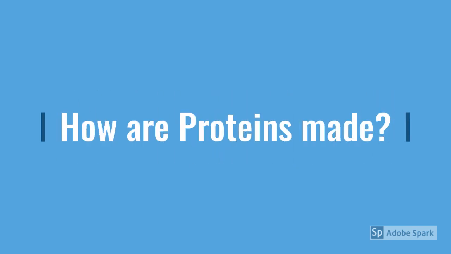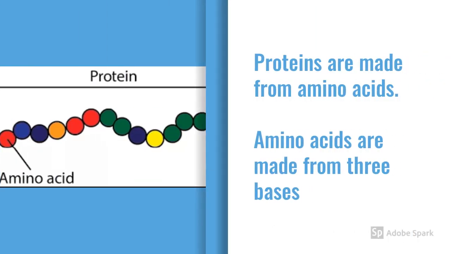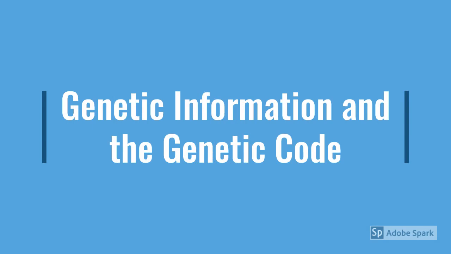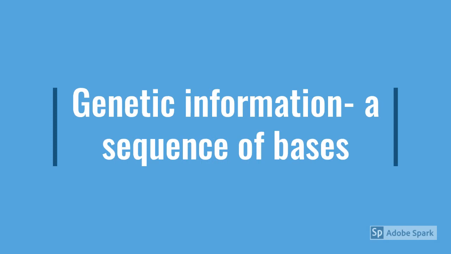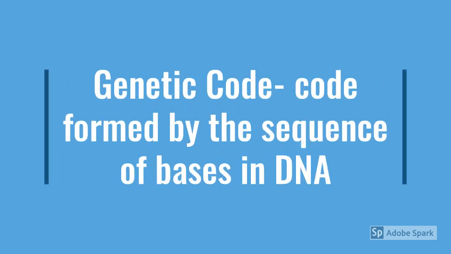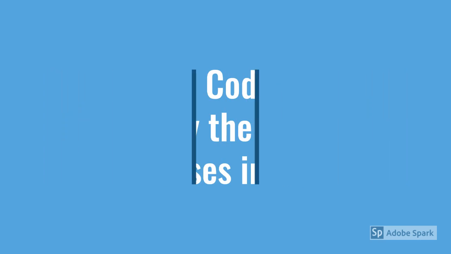Now back to proteins. It might sound confusing going back and forth, but I promise it'll make much more sense like this. Proteins are made from amino acids. What are amino acids? Amino acids are molecules made from 3 bases. Remember the bases I talked about in the DNA and the nucleotides? Okay, let's talk about genetic information and the genetic code. Genetic information is simply a sequence of bases. Genetic code is formed by the arrangement of bases in DNA.